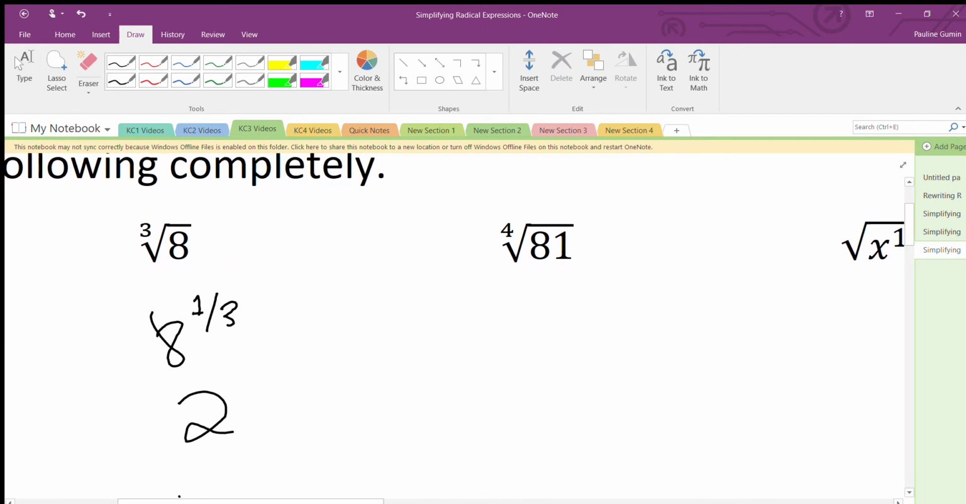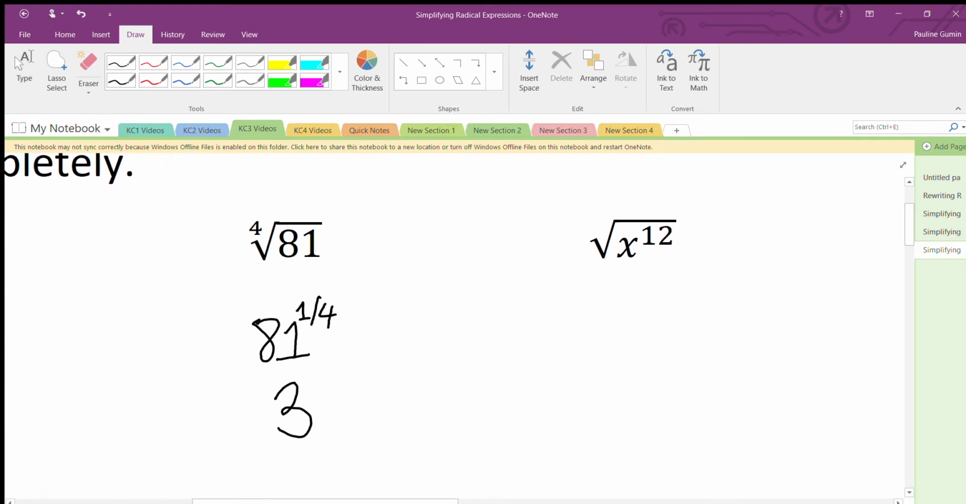All right, the 4th root of 81. Yes, this is another perfect one. So we have the base of 81, has a power of 1, and the root is 4. 81 to the power of 1/4 is 3.